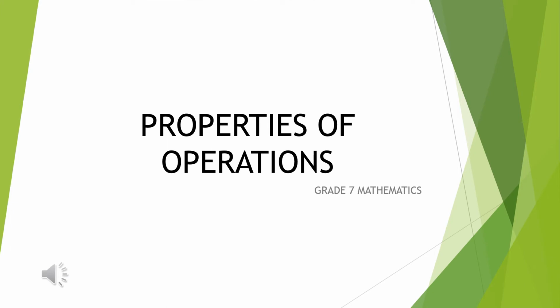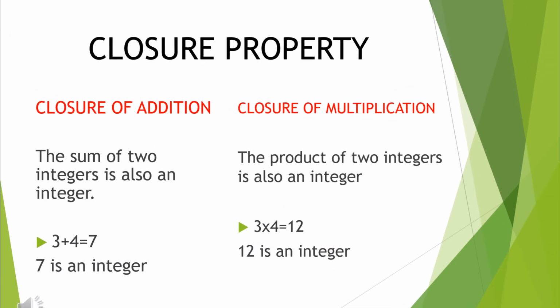Our lesson for today is about properties of operations. We have closure property. We have closure property of addition. The sum of two integers is also an integer. If we add 3 plus 4, the sum is 7, and 7 is an integer.